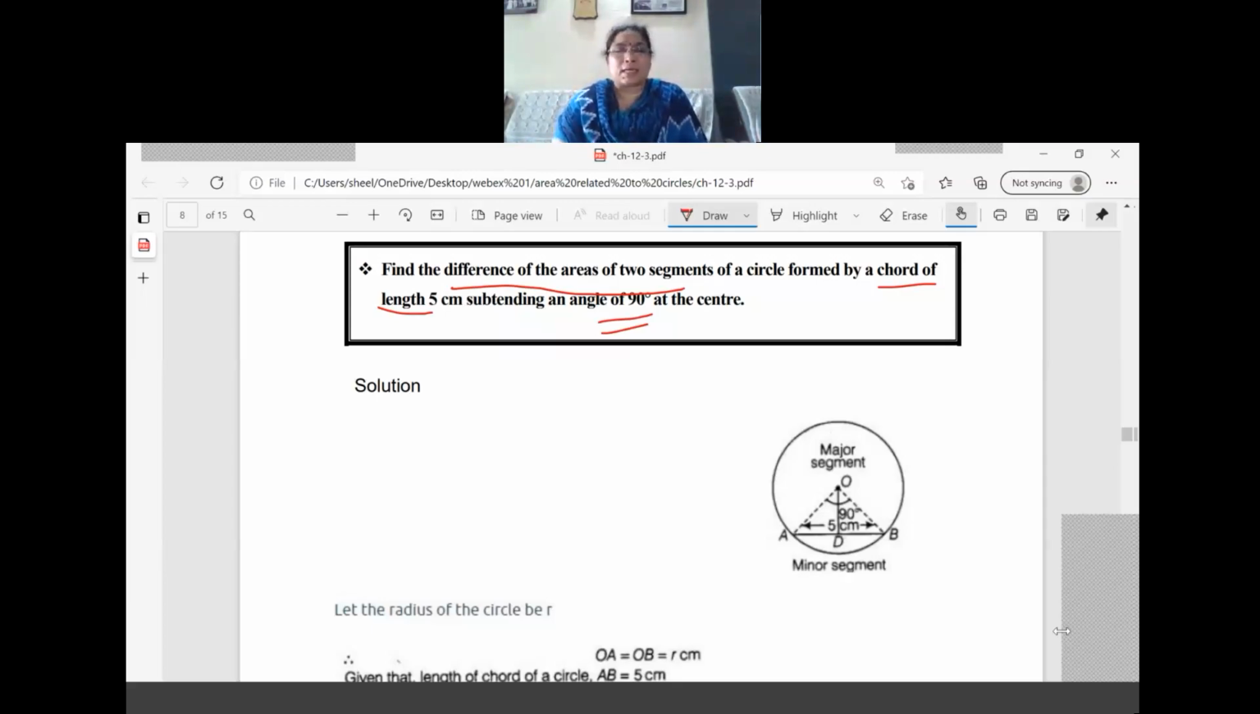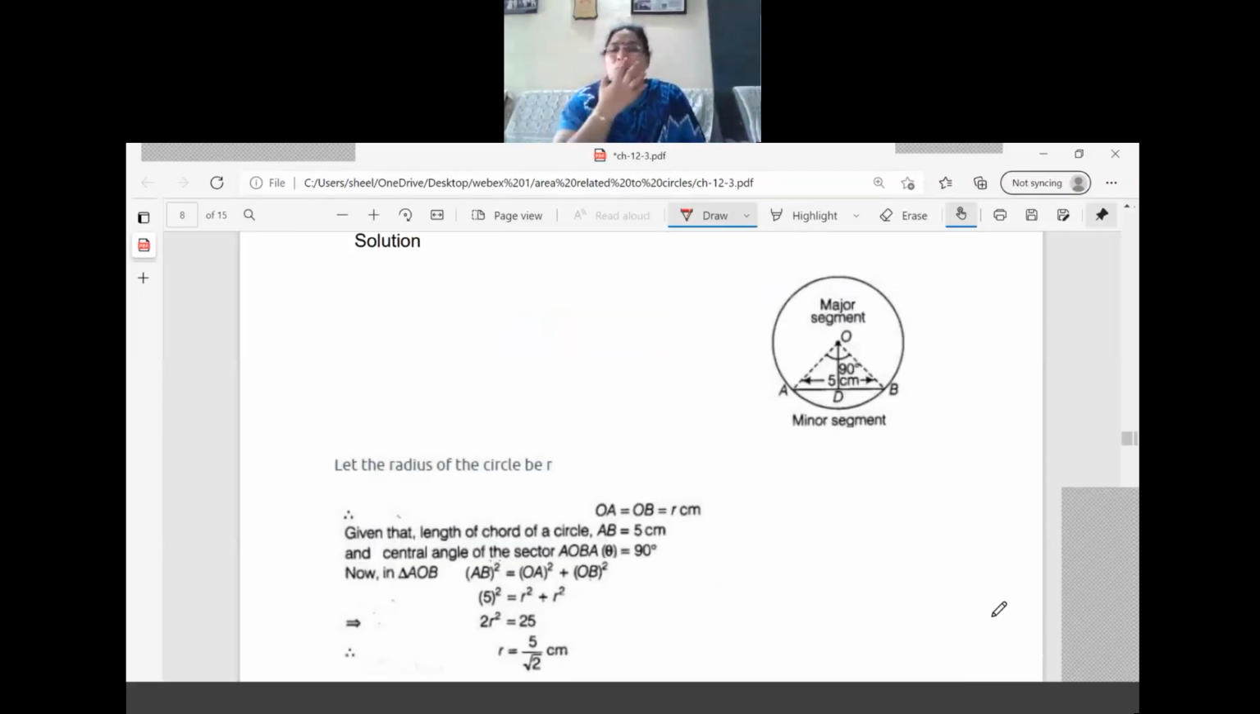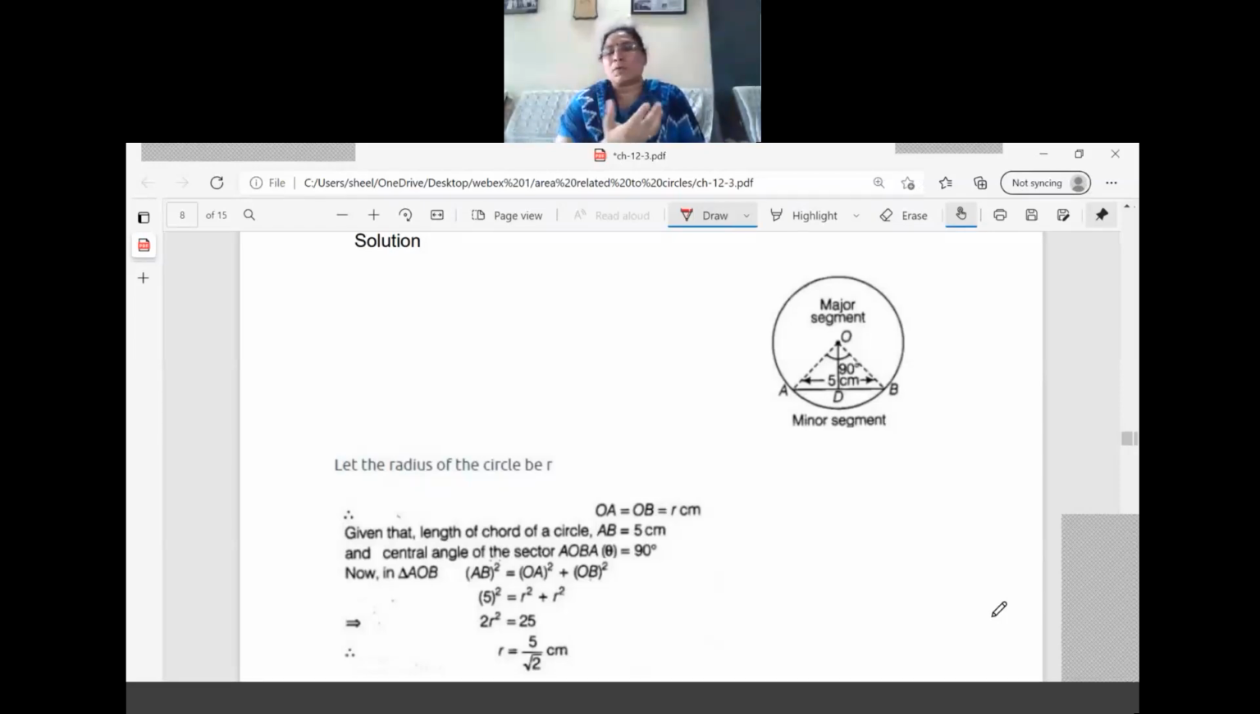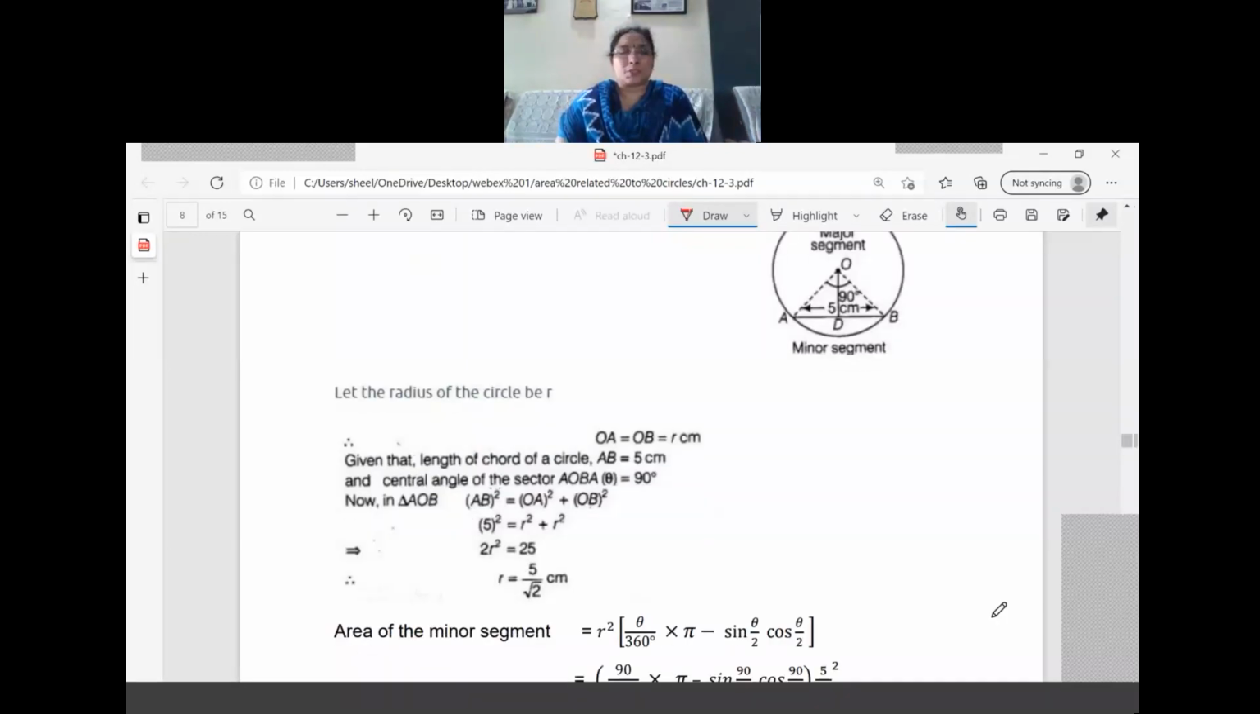You can see the diagram. The diagram is already given. The 90 degree central angle is marked and the chord length, 5 centimeter, is also marked there. No radius is given. What is the radius? OA and OB are the radii. So the first step is to find the radius. We know that angle O equals 90 degree, so by Pythagoras theorem, AB square is the hypotenuse for us. So AB square equals OA square plus OB square, right?